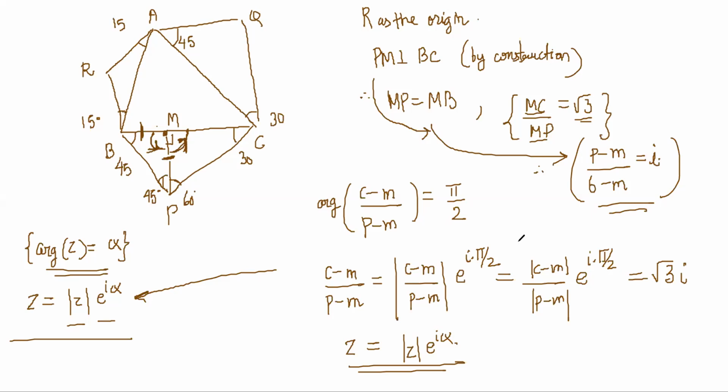So now I know two relations. I'll write it on the next page. One relation is (P minus M) by (B minus M) is equal to i. The other relation is (C minus M) by (P minus M) is equal to i√3, right? Correct. Yes. From here, can you find P in terms of B and C?